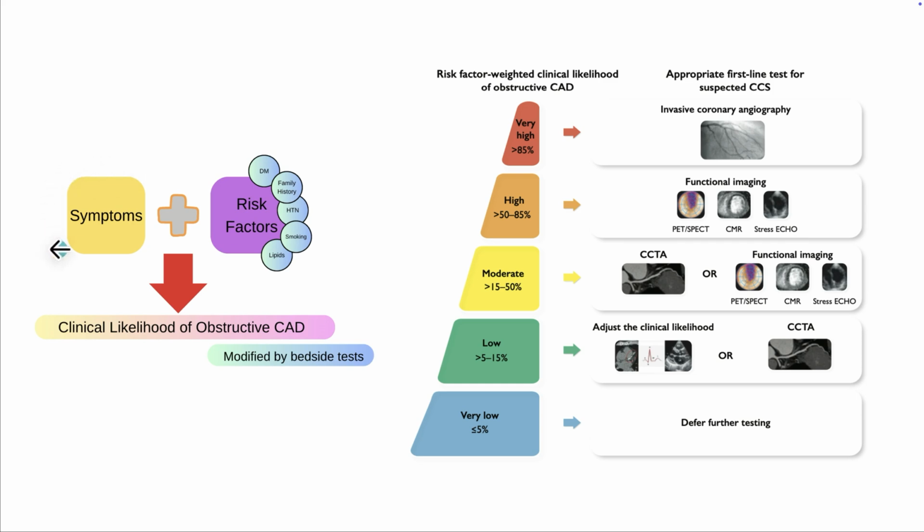So to recap, we combine the symptom score with the number of the risk factors. We reach a clinical likelihood of obstructive coronary disease that is modified by the ECG, by echo, by individual risk factors, or by calcium score. Then for very low risk, we defer further testing. For low probability, we go for CT scan, maybe exercise ECG. For moderate probability, we go for CT scan or functional imaging. For high probability, we go for functional imaging to assess viability and the extent of ischemia, whereas in very high risk, we go for invasive coronary angiography.